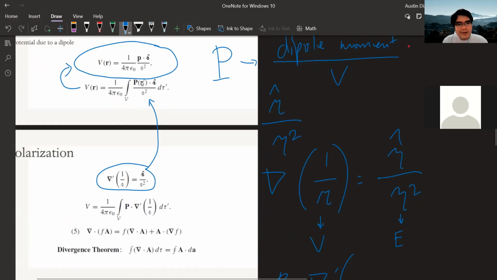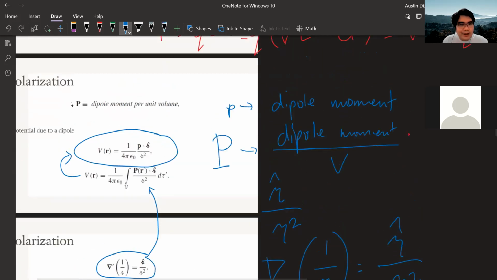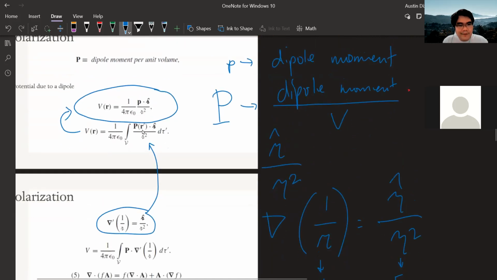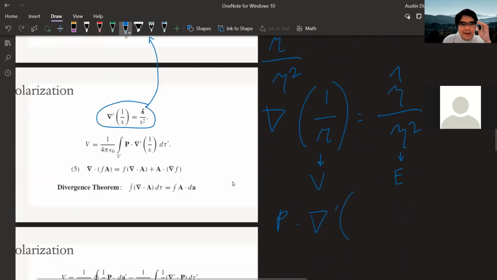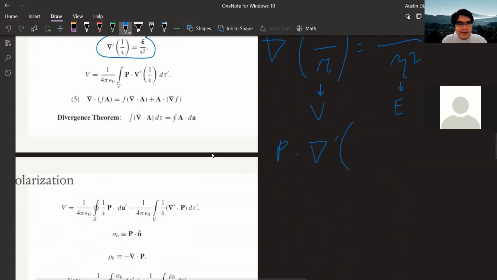Tapos yung r hat, yung polarization mo, P, is of course directed in the position of the charges, r prime. So dapat yung dot mo sa kanya is prime coordinates din. Okay? Dito, di ba? Okay, now we go back.